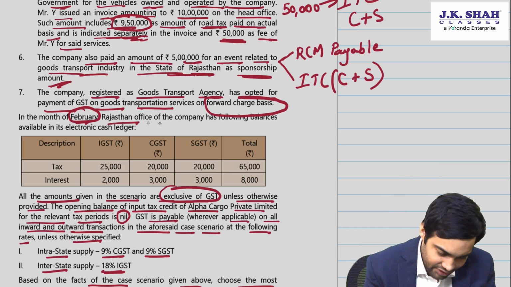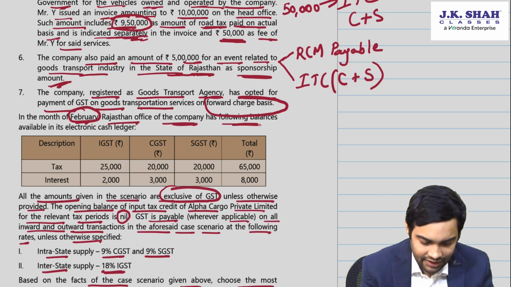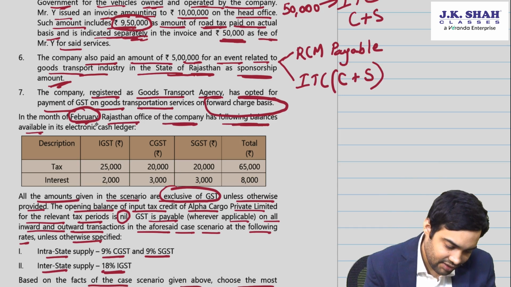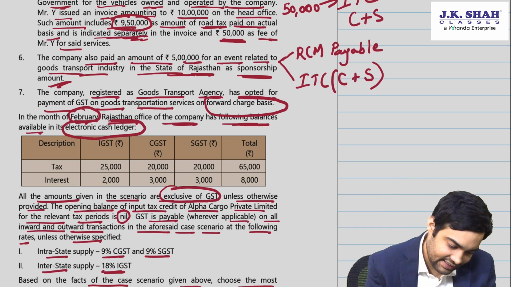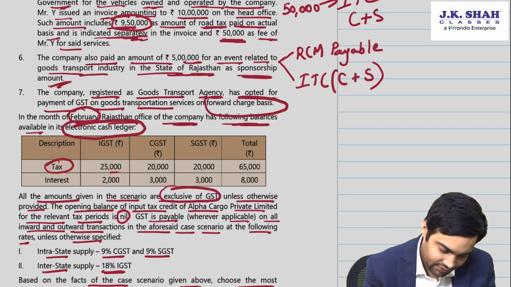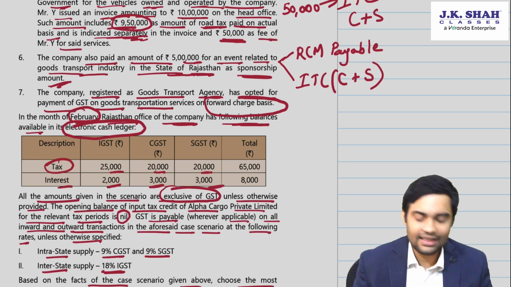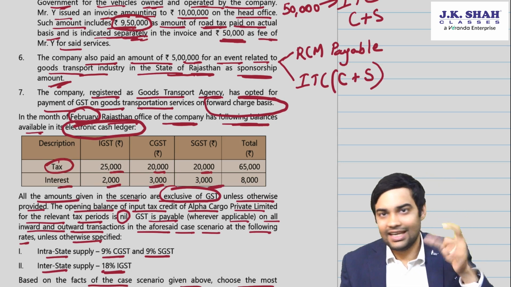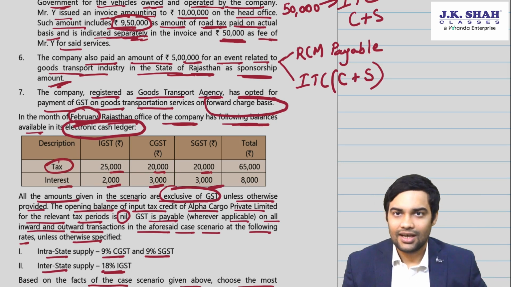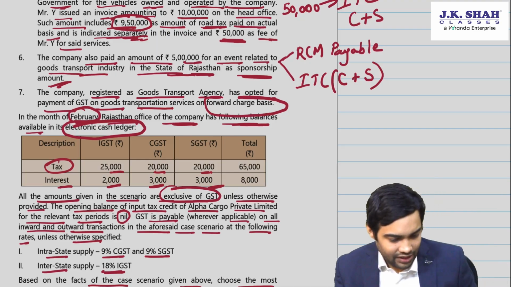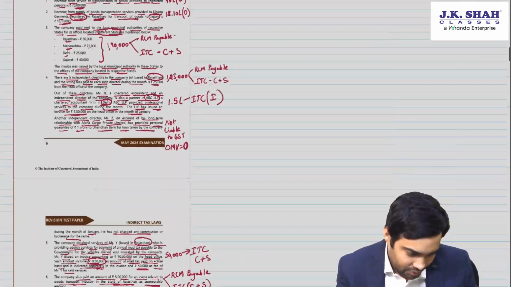In the month of February, Rajasthan office of the company has the following balance available in its e-cash ledger. So in tax we have 25, 20, 20, and interest we have 2, 3, 3. So while reading that case study, question of e-cash transfer, we will again see this. Now let's do a computation.